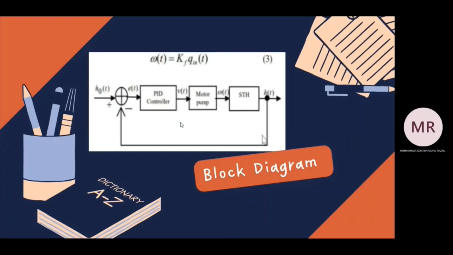Next, let's see this system block diagram. As we can see, at the input is H0, and then it goes to the first block, which is the PID controller, next to the motor pump, then STH. Okay, next, how this block diagram works.